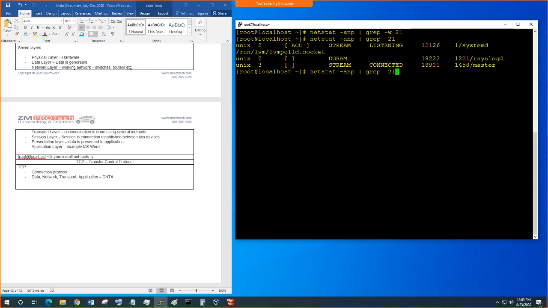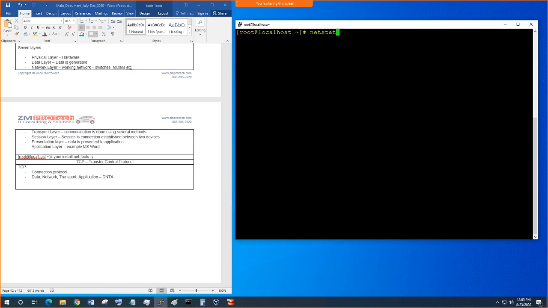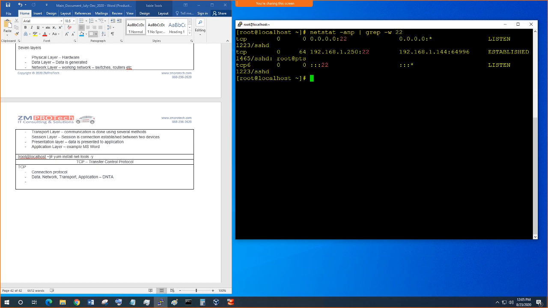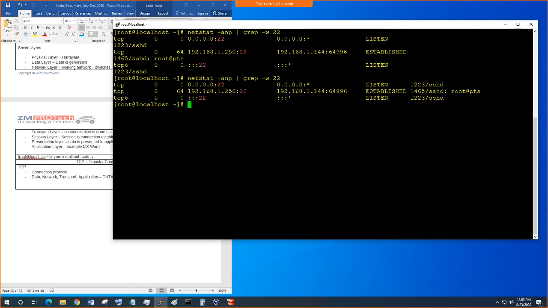So grep 22. Okay, so let me clear this. If you type netstat hyphen anp, then grep hyphen w 22. We'll worry about this later. The only thing I want to demonstrate here is that right now we are connecting using port 22, right?